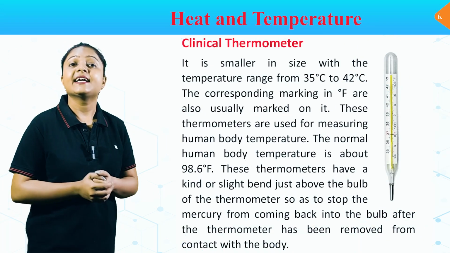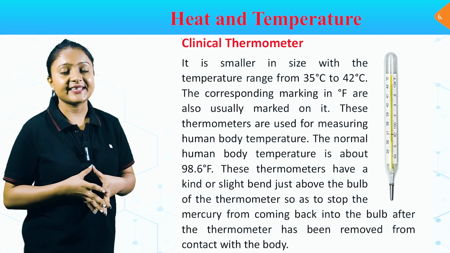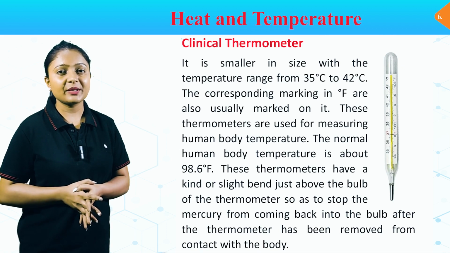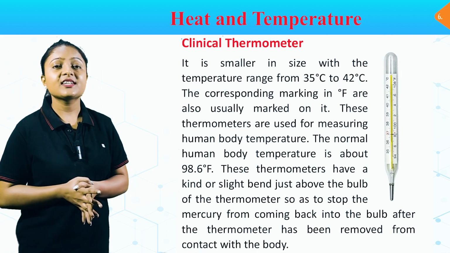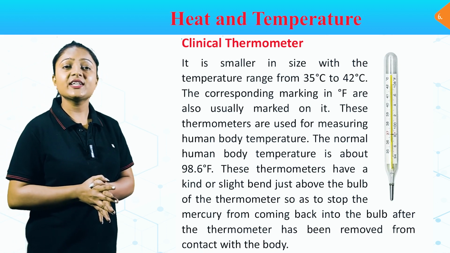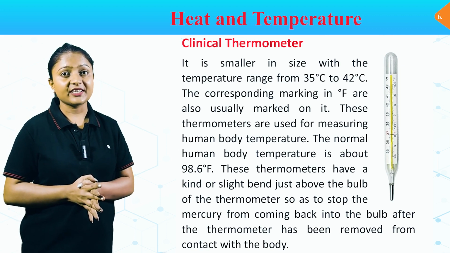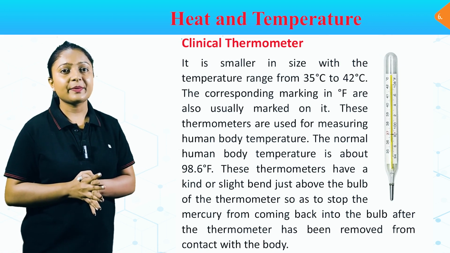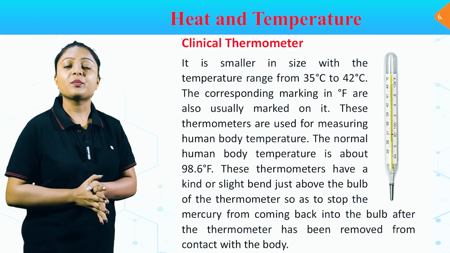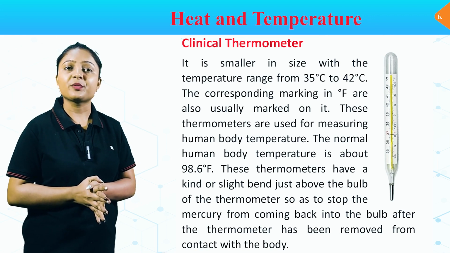Clinical thermometer. It is smaller in size with a temperature range from 35 degrees Celsius to 42 degrees Celsius. The corresponding markings in degrees Fahrenheit are also usually marked on it. These thermometers are used for measuring human body temperature. The normal human body temperature is about 98.6 degrees Fahrenheit. These thermometers have a kink or slight bend just above the bulb so as to stop the mercury from coming back into the bulb after the thermometer has been removed from contact with the body.